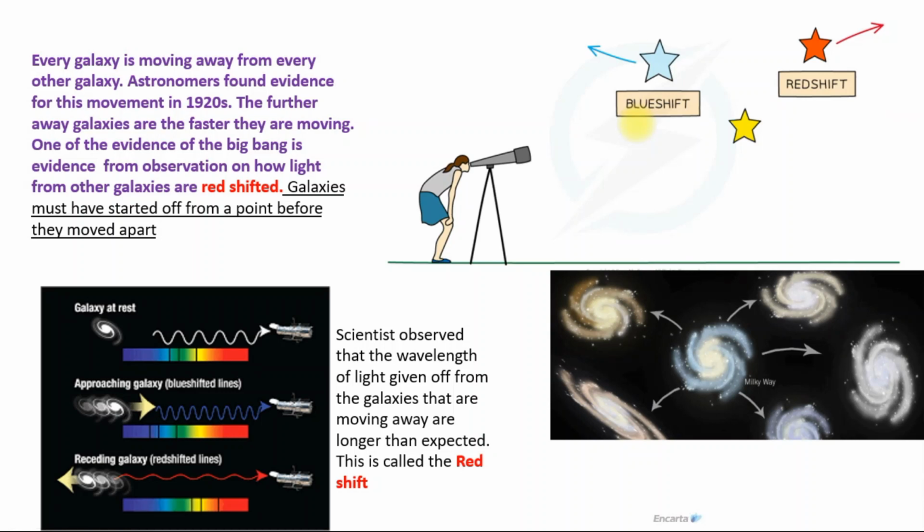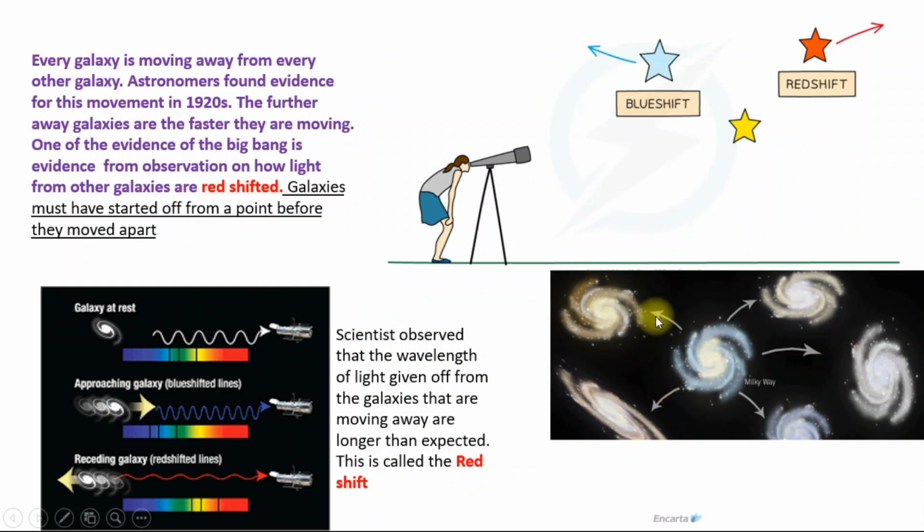So from this evidence, they postulated that since galaxies are all moving apart from each other, moving far away from each other, they must have kicked off or started from a point. That is, galaxies must have started off from a point before they moved apart.